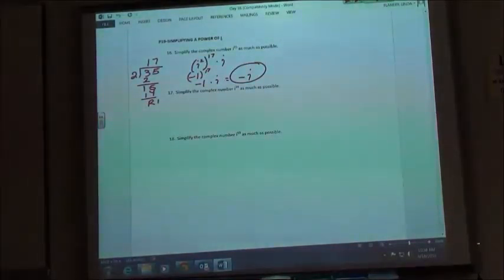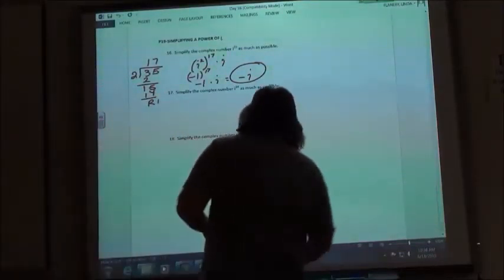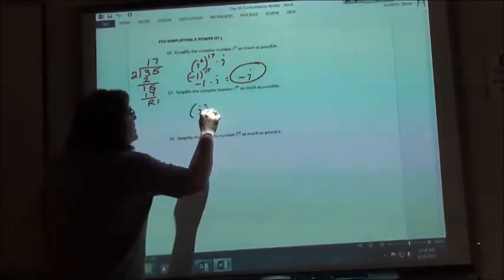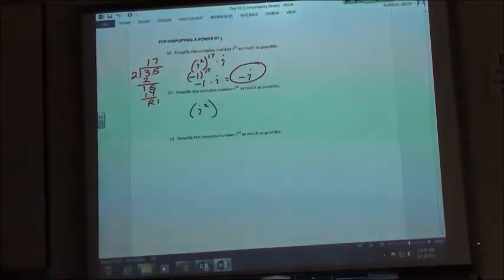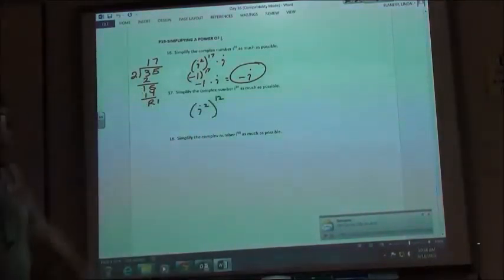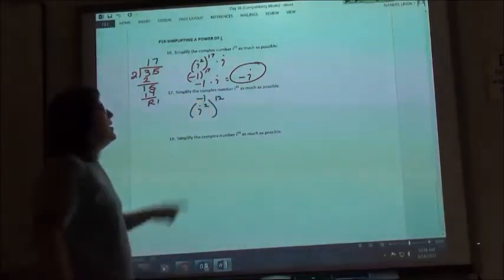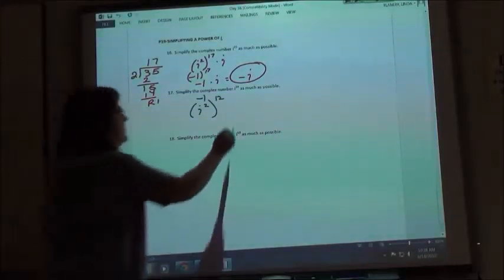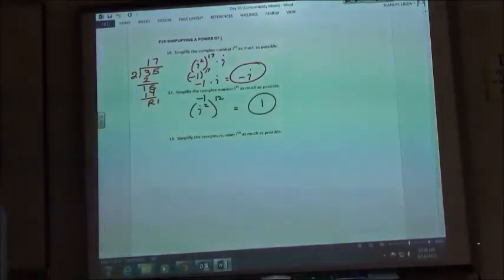There's only ever going to be 4 possible solutions. You're either going to get i, negative i, 1, or negative 1. Anything other than that is not going to be correct. So if I have i to the 24th power, I can write it as i squared to what power? The 12th. 2 goes into 24 12 times with no remainder. i squared again is negative 1, and if you do negative 1 to the 12th power, you get positive 1. So 1 is just going to be my answer.